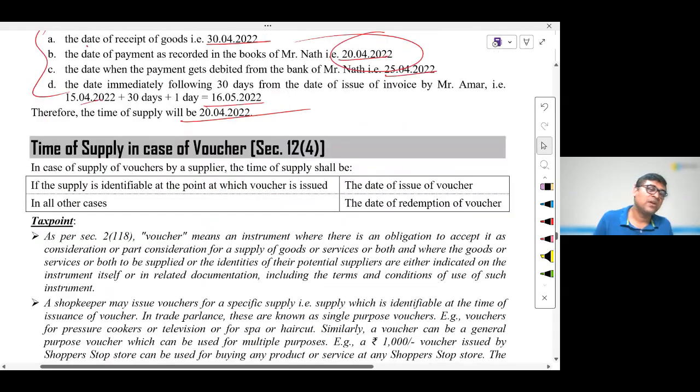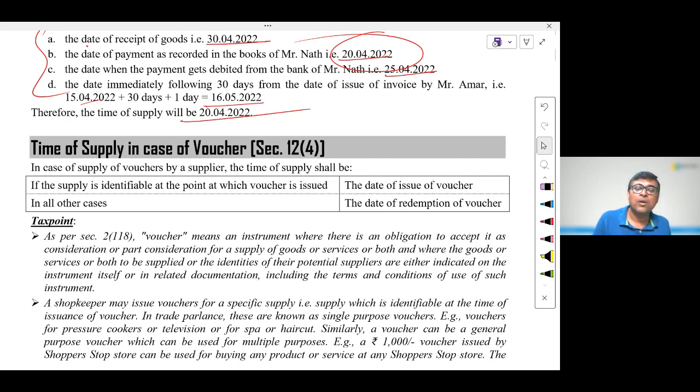Time of supply in case of vouchers. If the supply is identifiable at the point at which a voucher was issued, the time of supply is the date of issue of the voucher. If the items are not identifiable, it is the date on which the voucher is redeemed.